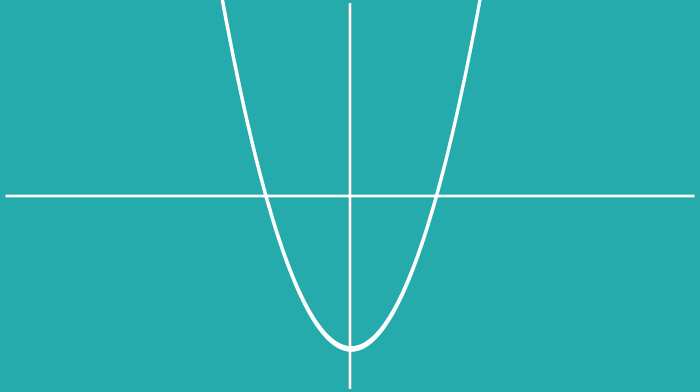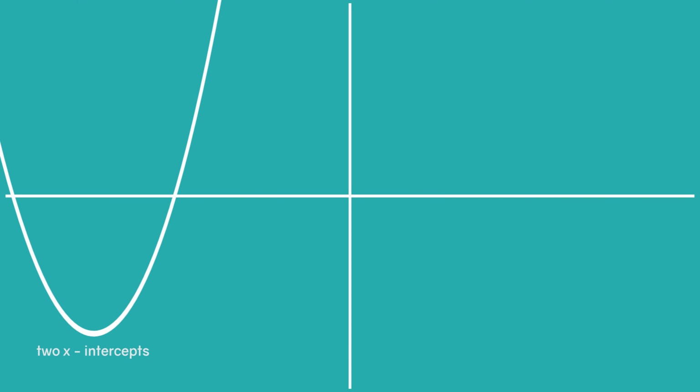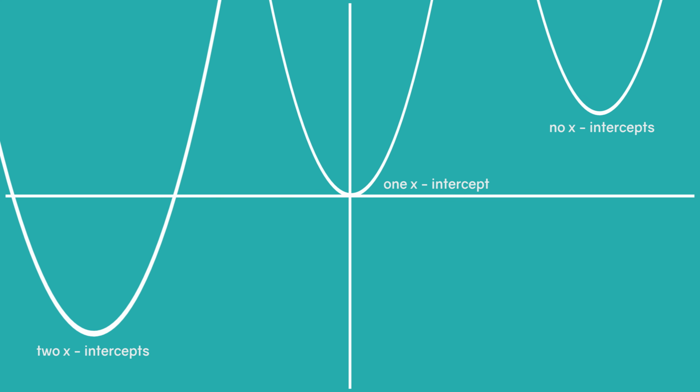As we've established, however, a parabola is a curve, so it will probably pass the x-axis twice. There are three options. It can have two x-intercepts, it can have one where it only brushes the x-axis, and then it can have no x-intercepts at all. A massive chunk of the whole idea of quadratics is dedicated to finding the x-intercepts.